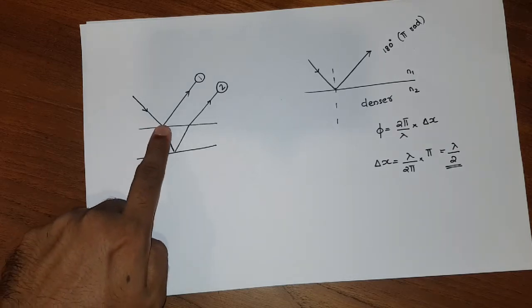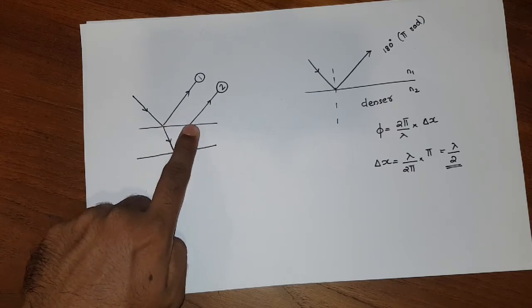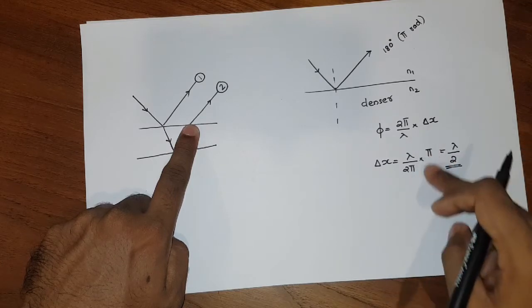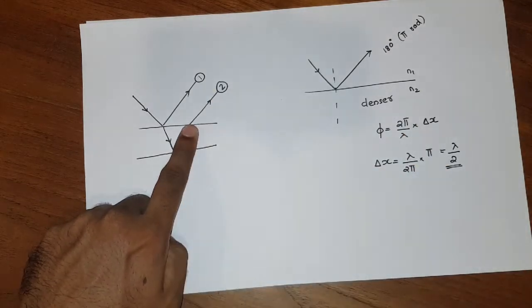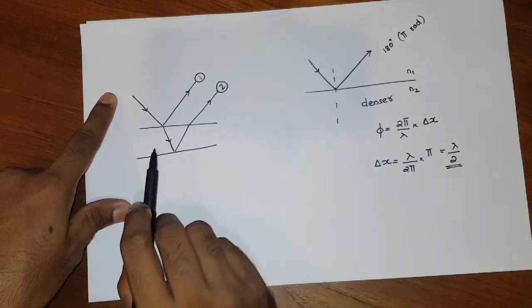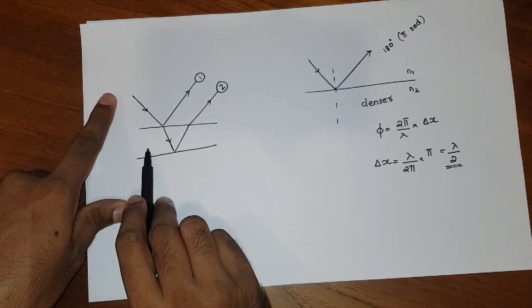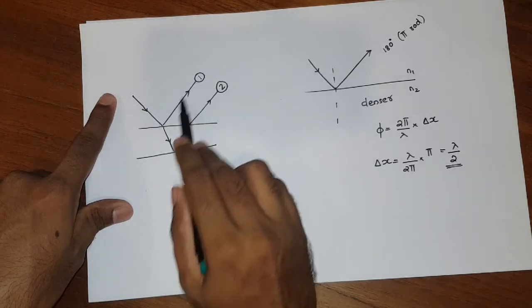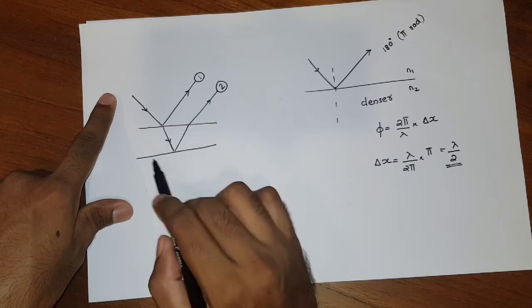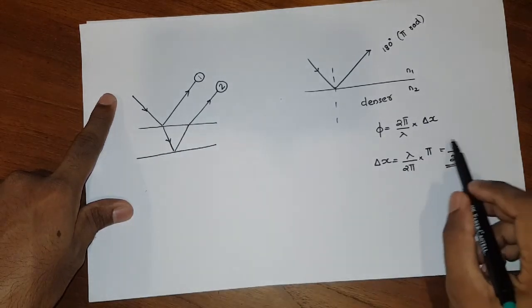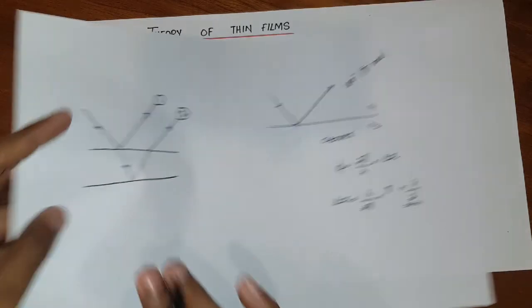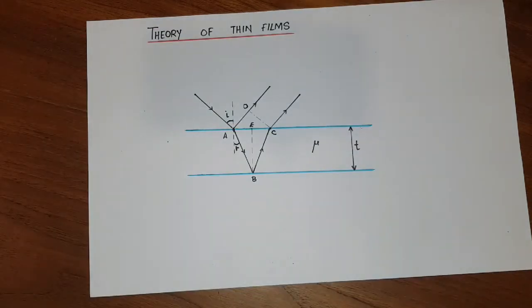So when we address the path difference between these two waves, please keep in mind that we should take this additional path change into account, because the light is coming from a rarer medium, and this obviously will be a denser medium, so this reflection is happening at a denser surface. So in addition to the normal path difference, we have to take the lambda by 2 into account. So now let's go to the main theory of thin film.